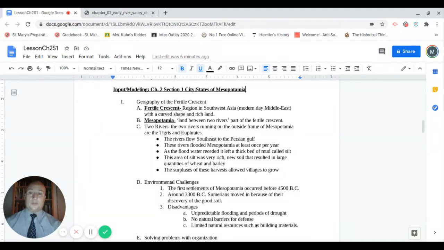Now, within the Fertile Crescent is a smaller region called Mesopotamia. Mesopotamia literally translates as the land between two rivers. That's a Greek word that really describes this region. It is a portion of the Fertile Crescent. I'm also going to talk about the two major rivers that run along the outside frame of Mesopotamia. So we said that Mesopotamia is the land between two rivers. Those two rivers are the Tigris and the Euphrates.